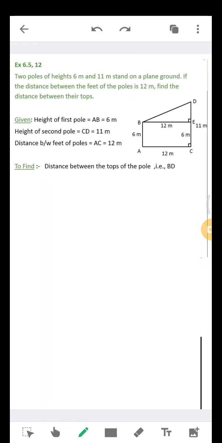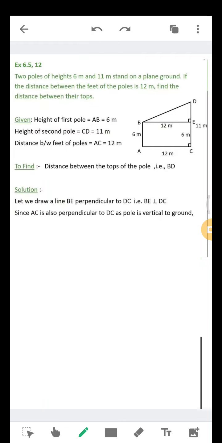So let's write what's given. Height of the first pole AB is 6 meters, and height of the second pole CD is 11 meters, and the distance between the feet of the poles is 12. We have to find the distance between the tops of the poles.